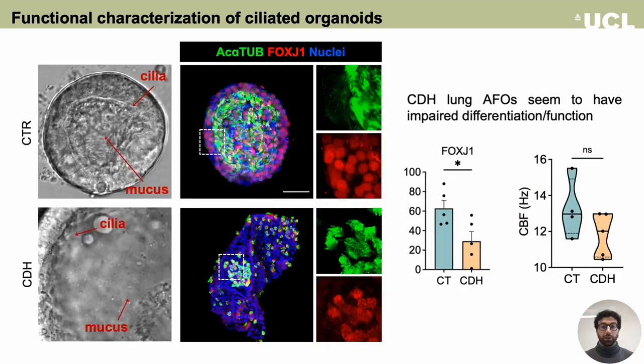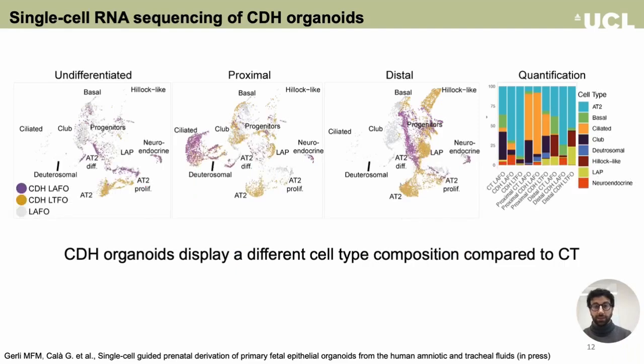Using organoids, we can also study the function of a given organ. In the case of the lung, we investigated the ciliary beating frequency. We observed that CDH organoids seem to have an impaired differentiation and also function. Lastly, single-cell RNA sequencing enabled us to study in detail these organoids. And interestingly, we found out that CDH organoids exhibit a very different cell type composition when compared to healthy controls.